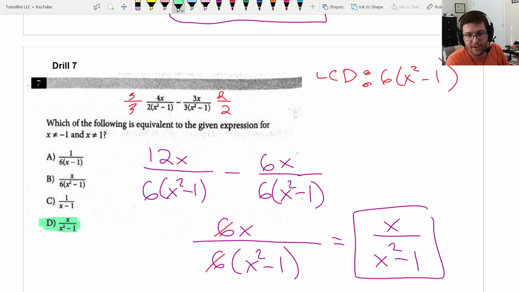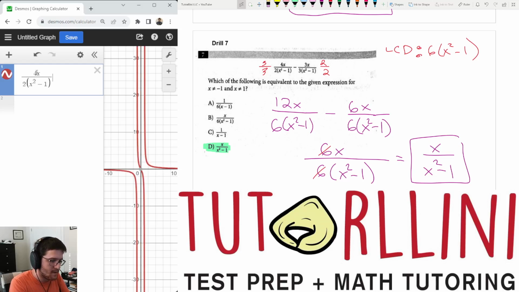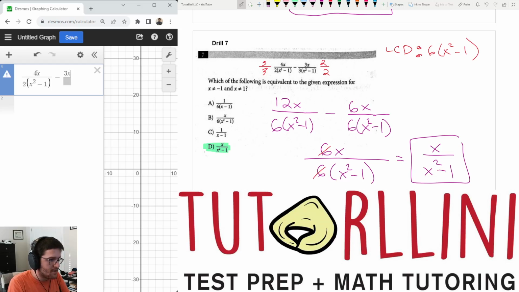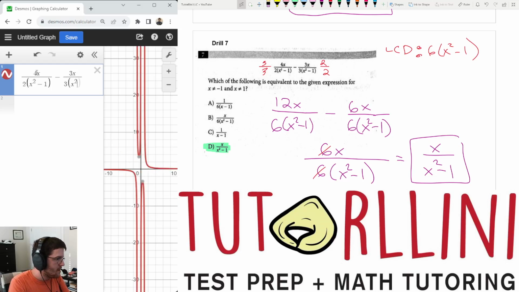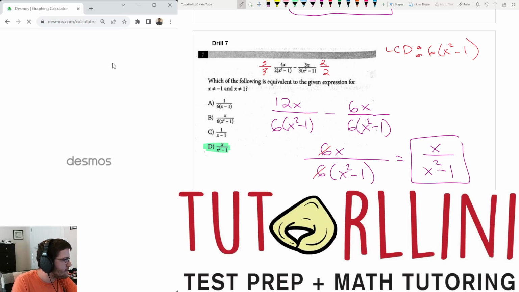I'll do it really fast just for the correct answer. Remember, for equivalent expressions, you can guess and check. I have a Desmos video on this. Okay, so 4x over 2x squared minus 1 minus 3x over 3x squared minus 1. And now if I type in x over, let's see how it looks. Yeah, perfectly replaces. The blue perfectly replaces the red. If you type in the other answer choices, that won't happen. Great. Okay, we did good.